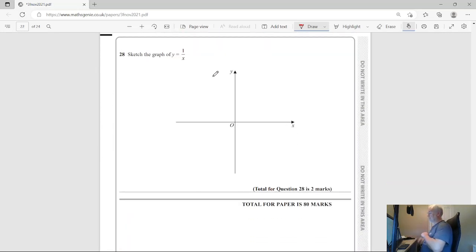Last question. Sketch the graph of y equals 1 over x. This is one of the questions where you should hopefully know what the graph of y equals 1 over x is. It's a graph that looks like that, and it also looks like that. So y equals 1 over x.